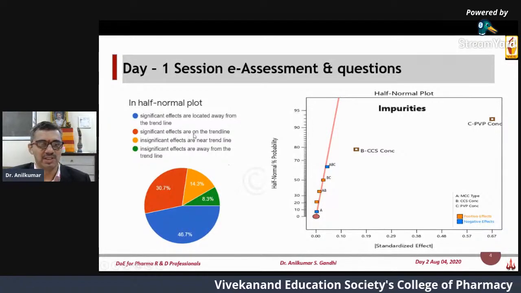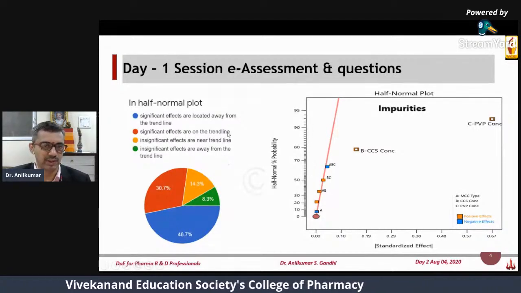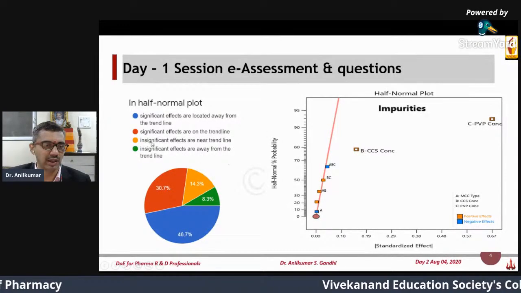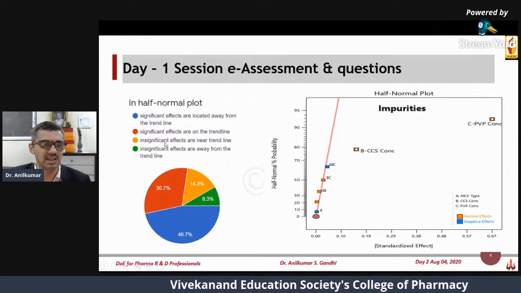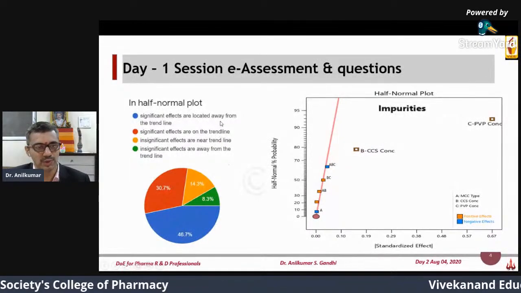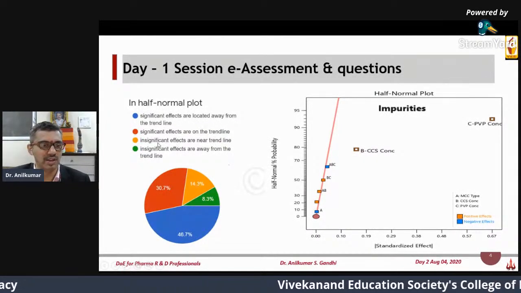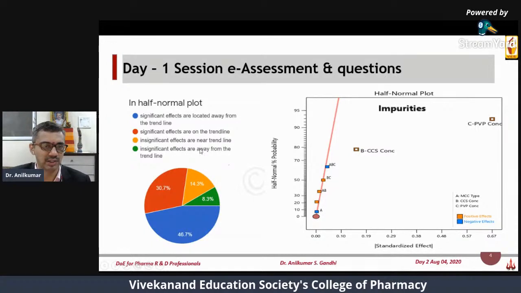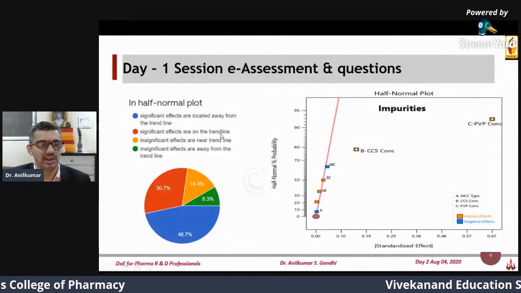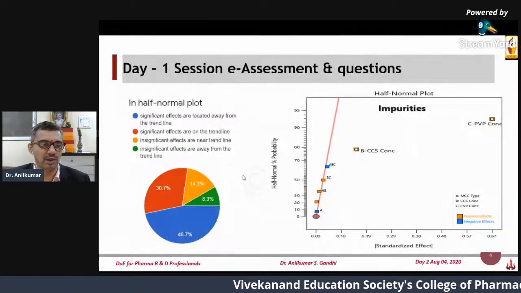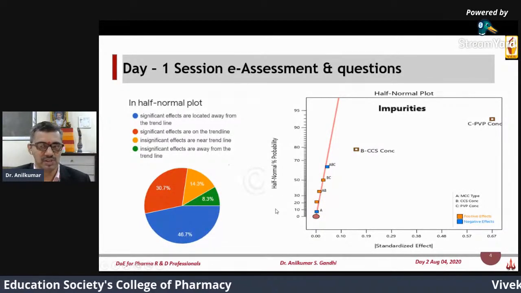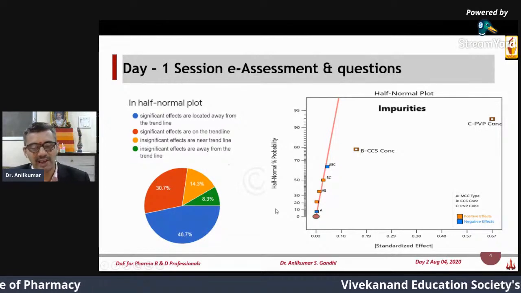The significant effects are on the trend line. That is not right because on the trend line, what you have is the insignificant effects. So if you had put the answer as insignificant effects are near the trend line, that is also the right answer. So you can choose either the blue one or the orange option. So those are the ones who got it correct. You certainly do not have significant effects on the trend line, neither insignificant effects which are away from the trend line. I hope this is very clear because this is the first step of analyzing the data.